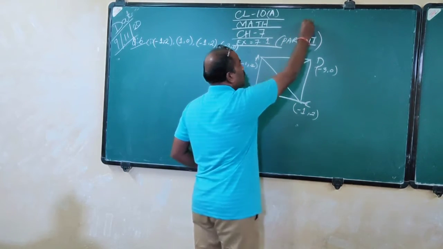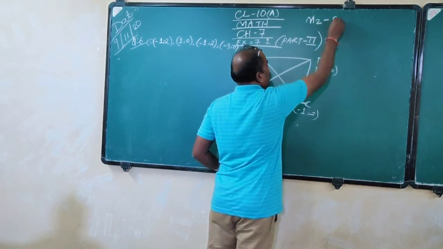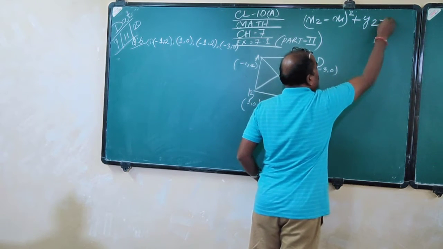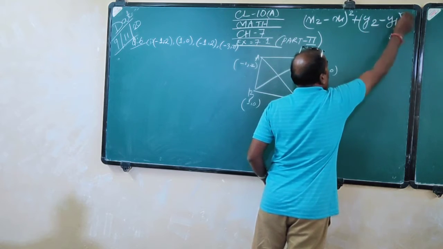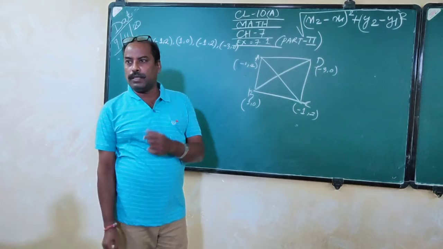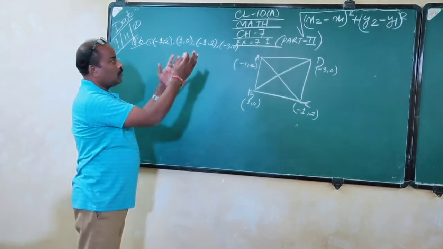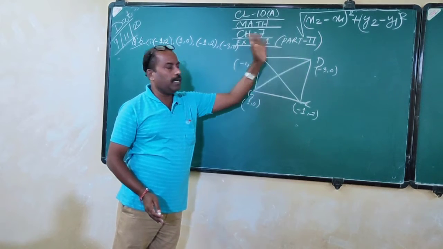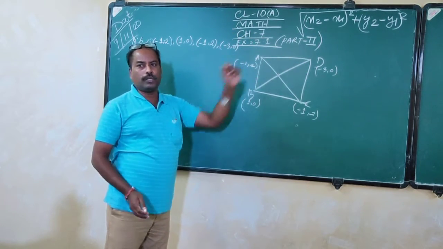Who can say? Square root of x2 minus x1 whole square plus y2 minus y1 whole square. This is the distance formula I have given you. Let us use that distance formula and find out AB, BC, CD, DA. Okay, so you have to draw the figure also.